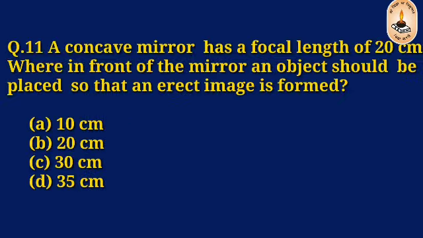Question number 11. A concave mirror has a focal length of 20 cm. Where in front of the mirror should an object be placed so that an erect image is formed? 10 cm, 20 cm, 30 cm, 35 cm.